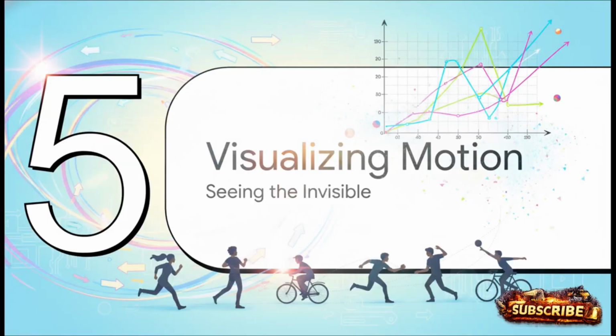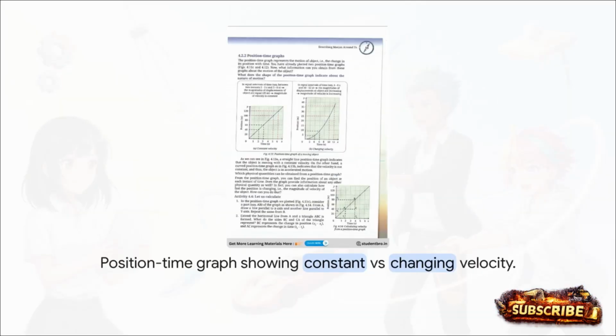Moving into Section 5, Visualizing Motion with Graphs. Seeing the invisible. Graphs are just incredibly powerful tools to visualize how distance changes with time. Take position time or distance time graphs. A straight diagonal line on a graph like this represents uniform speed, meaning equal distances are being covered in equal intervals of time. A totally horizontal line would mean the object is at rest, but the moment you see a curved line, that instantly tells us the motion is non-uniform, the object's velocity is changing, and it is actively accelerating.